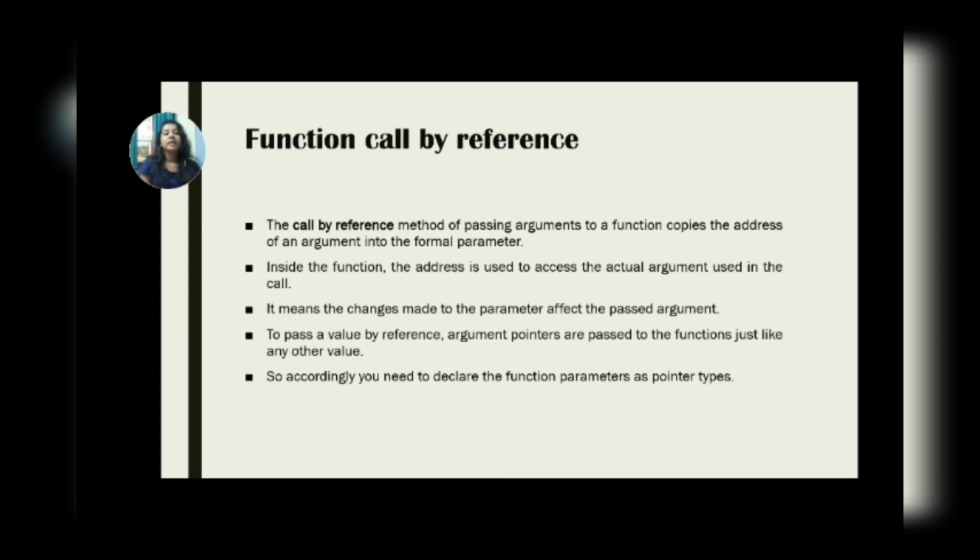So accordingly, you need to declare the function parameters as pointer types, as in this case you are accessing the addresses. So you need to use pointer references. We'll look into pointers in later videos, and the concept of pointers will get clearer later. But just remember that when you are calling by reference, then you need to declare the arguments as pointer types, because whenever you need to access any addresses, a pointer is used.